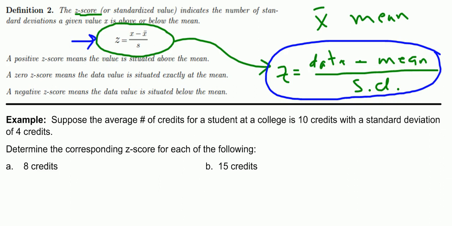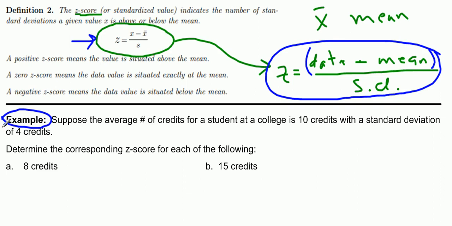So the first thing we're going to do here is see how we would do a couple simple z-score calculations. It's a very simple calculation, but you do have to remember when you put it in a calculator to think about finishing the whole numerator before you divide. Otherwise, the order of operations might do something other than you intended. So we're going to look at this example down here. Suppose the average number of credits for a student at a college is 10 credits with a standard deviation of 4 credits. Now you're asked to find the corresponding z-score for each of the following.